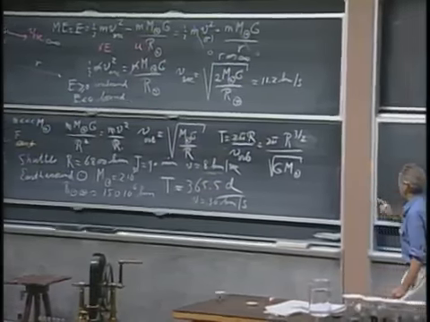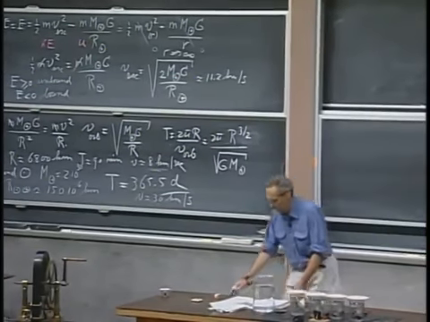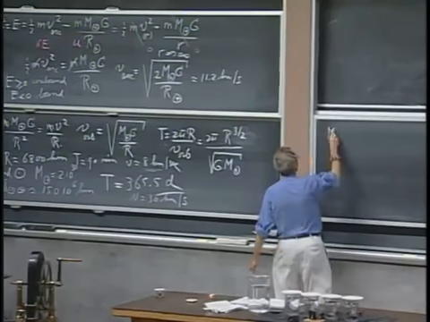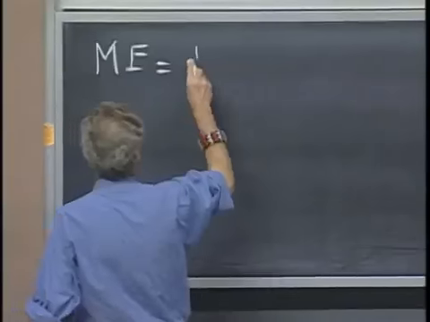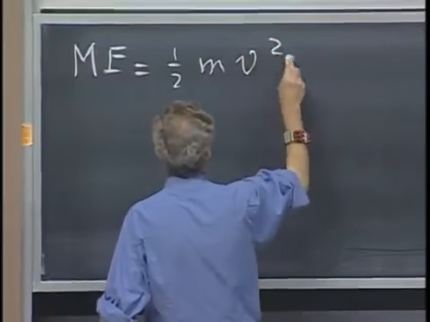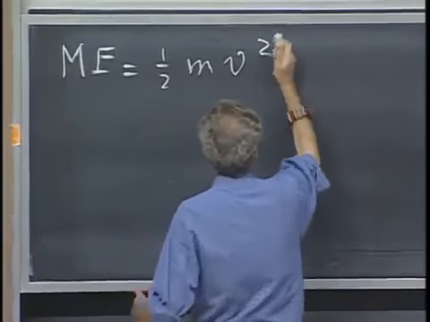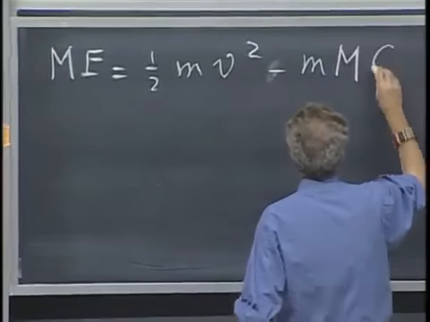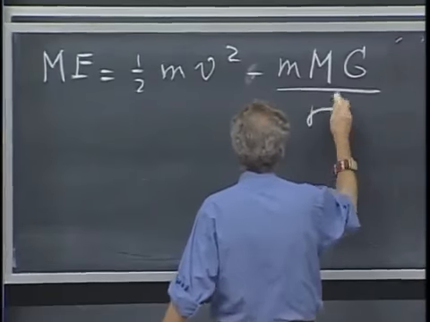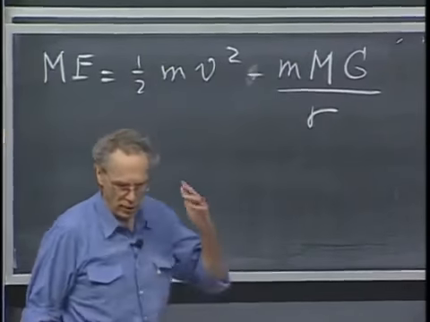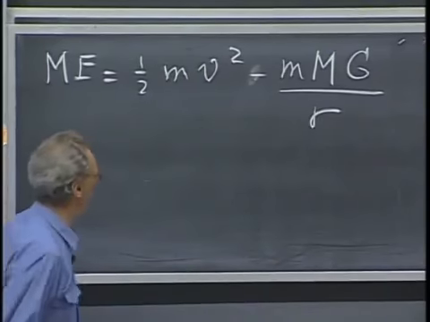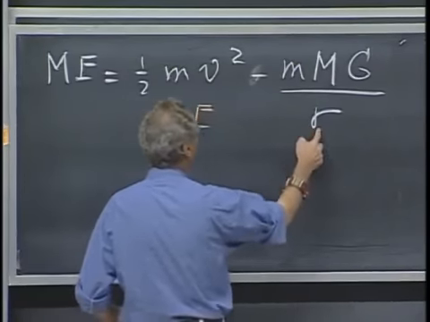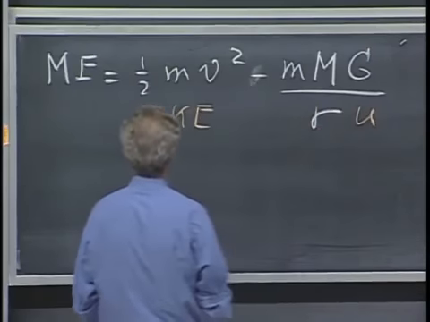There is something remarkable about these numbers. The total mechanical energy, and I will write that once more here, is 1/2 m v squared at a given radius minus little m, capital M, G over r. Whether M is the mass of the Sun or the Earth is of no concern to me now. This is the kinetic energy for something in orbit at this radius, and this is the potential energy.